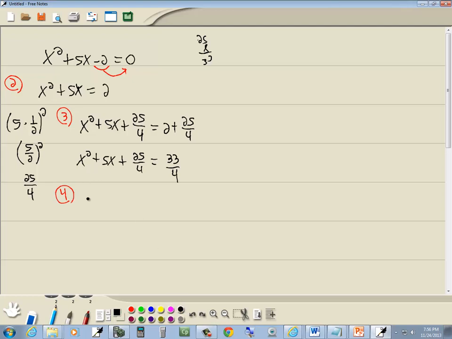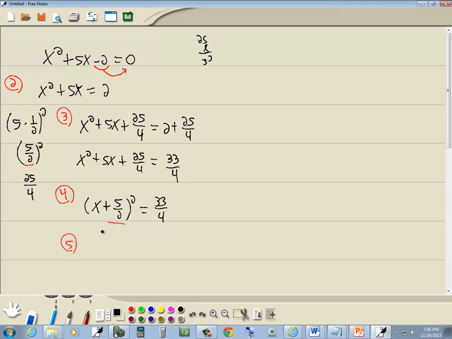Step 4, factor the left side. So this factors as x plus 5 halves squared equals 33 over 4. Now remember the trick to that. Whatever number's right here, sign included, is always what goes right here. So there really is no factoring on that.